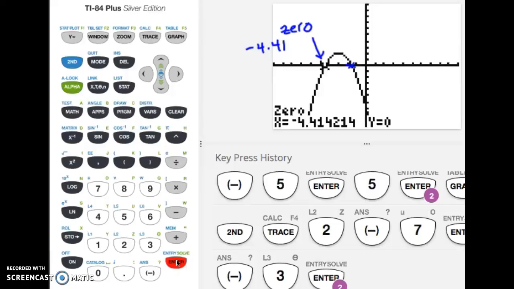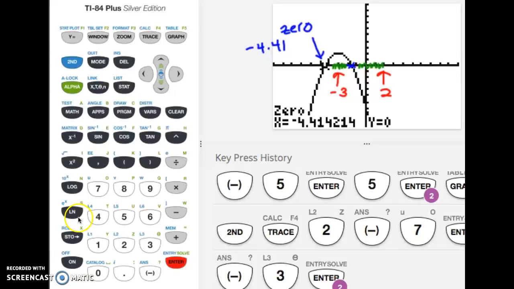And now I'll go through and find my other 0. So again, when I choose my left bound, it's going to be a number in between here for the left side of it, and then anything to the right on my right bound. So a number just to the left of it, I can use -3 for X. A number to the right, anywhere on the right, I can use +2.